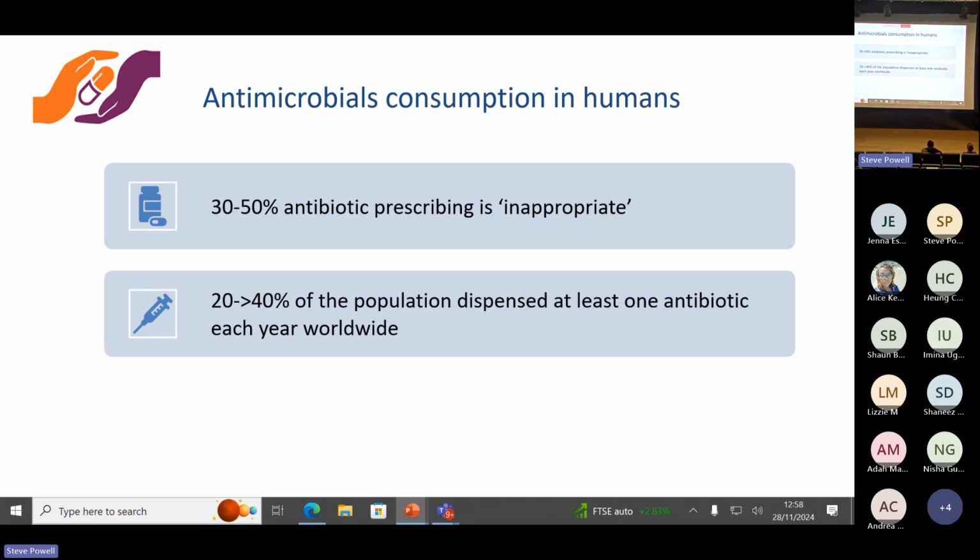You can find lots of pieces of data to tell you how this antimicrobial consumption issue is changing and worsening. It's thought, looking at one study I read, 30 to 50% of antibiotic prescribing is inappropriate, and that could mean anything from it shouldn't have been given in the first place, it was the wrong agent, it was the wrong dose at the wrong time, and so on. And then secondly, a horrifyingly high proportion of our population across the world have received at least one antibiotic in a 1 year period.